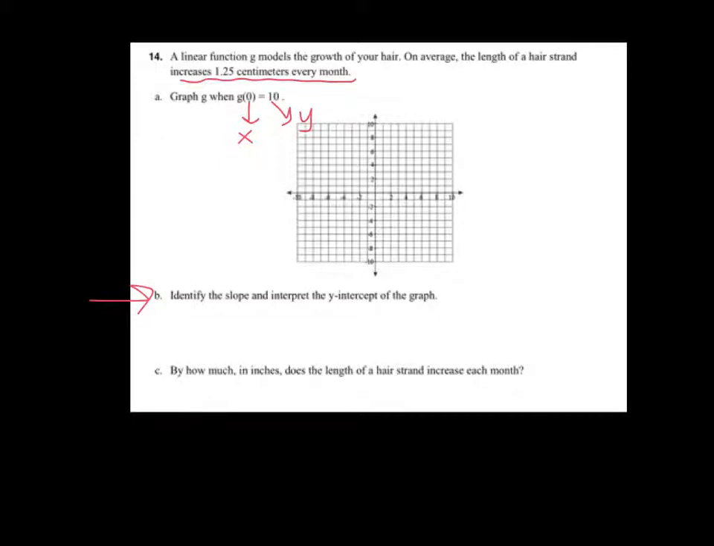Now I noticed that, because I edited this to add in a graph, I noticed that right here I wrote inches. I would like that to be changed back to centimeters, okay, instead of inches. There's no need to do a conversion. So by how much in centimeters does the length of a hair strand increase each month? Okay? Alright, so you guys should be able to finish this homework up.